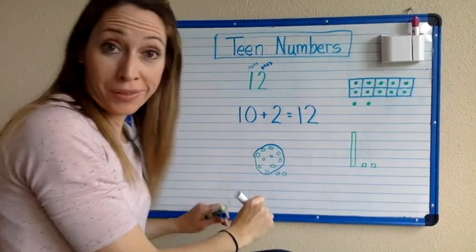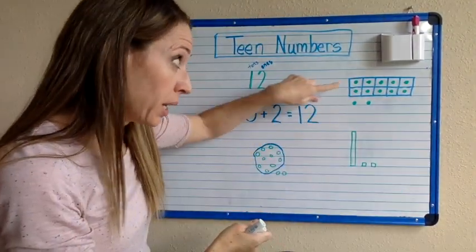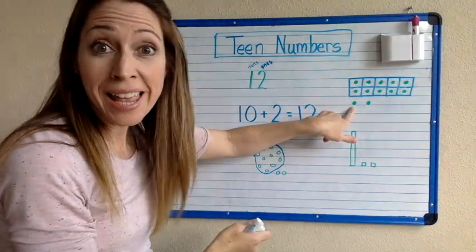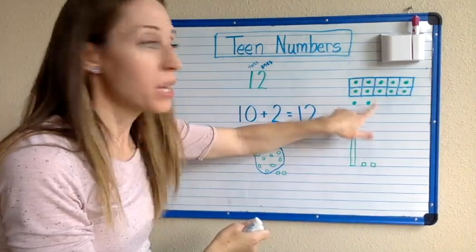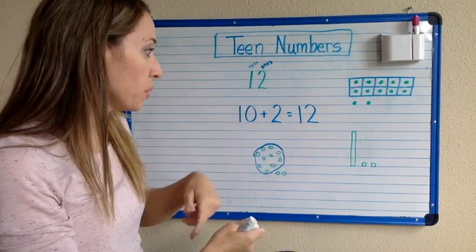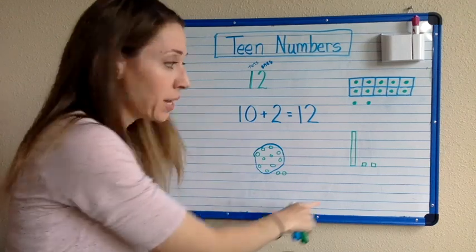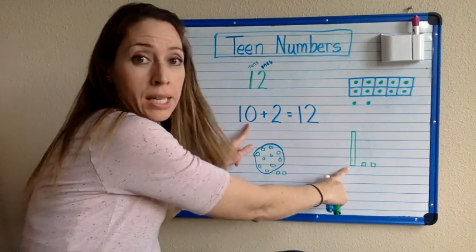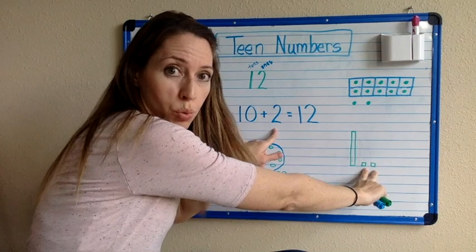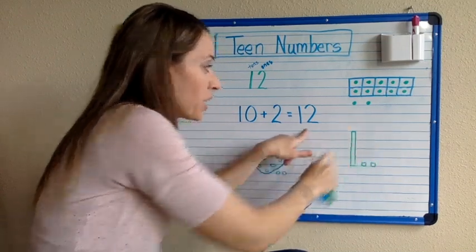I could count on, right? I could say, hey, look, there's a 10 frame all filled in. All right, let's start with 10. 10. What comes after? 11. What comes after that? 12. 10, 11, 12. My answer is 12. 10 plus 2 more equals 12. Does this also match? Yes, it does. This is 10, right? And here I have 2. 10 plus 2 gives me 12.